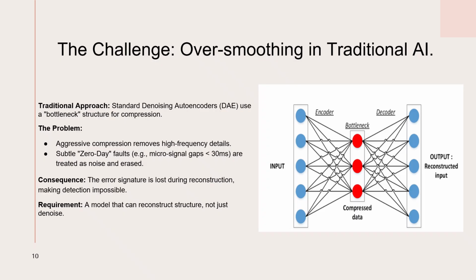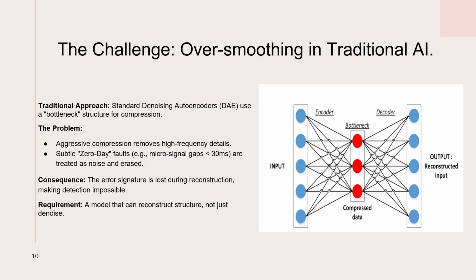Currently, the standard for detecting faults without labeled data is the denoising autoencoder, DAE. As you can see in the picture, this model works by compressing sound into a tiny bottleneck to remove the background noise and then expanding it back out. However, we discovered a fatal flaw in this approach, which we call oversmoothing.